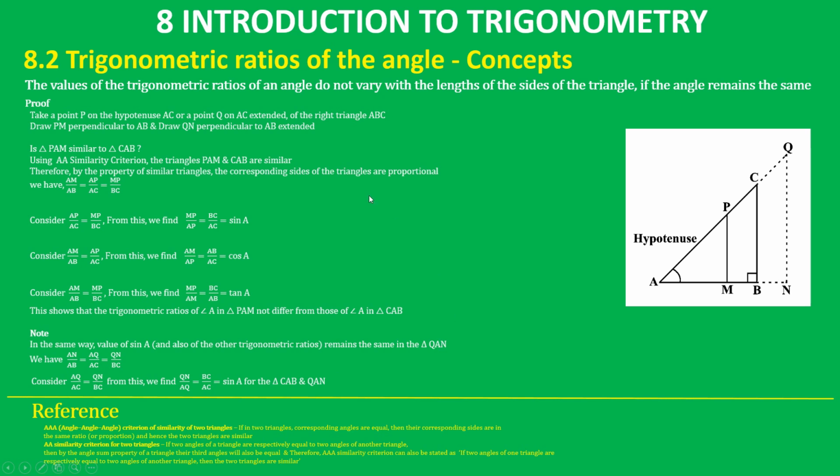So now what we have understood? The values of the trigonometric ratios of an angle, of which angle? This particular angle does not vary with the lengths of the sides of the triangle. The condition is that the angle remains the same. Okay, we'll go to the next slide.